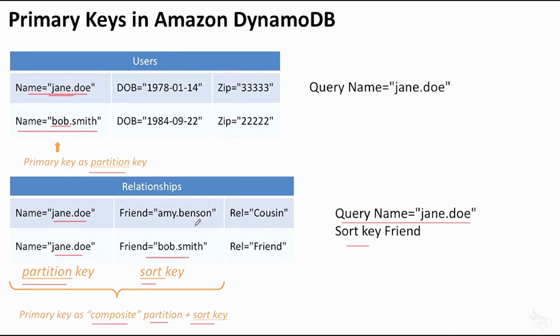So those are primary keys in Amazon DynamoDB. We either use the partition key, or we use a combination of the partition and the sort key as our primary key.